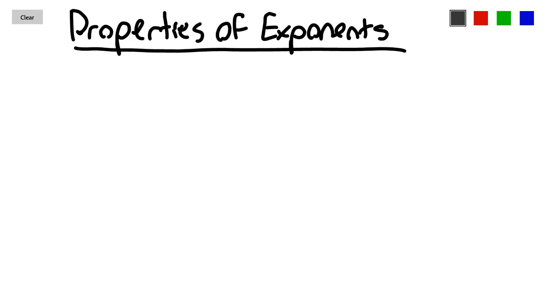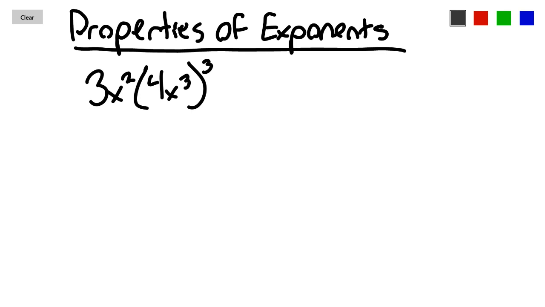In this video, I'm going to be going over several examples on how we use properties of exponents in order to simplify different expressions. So let's just hop right into an example. Let's say that I have the expression 3x squared times (4x cubed) raised to the third power.